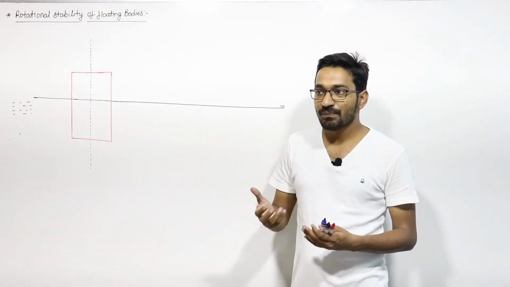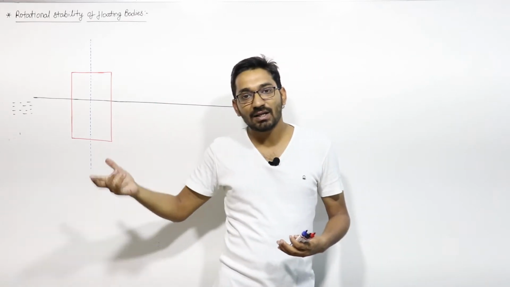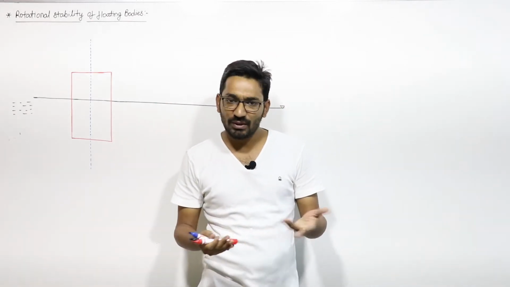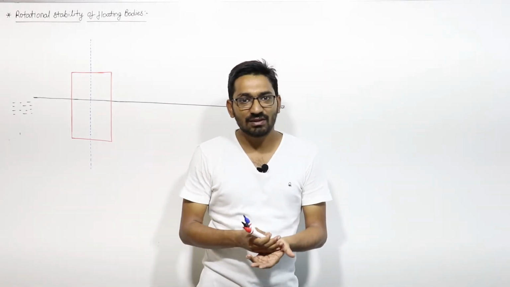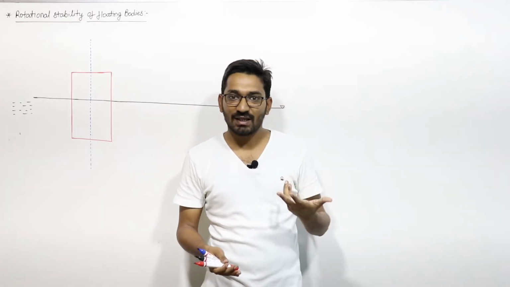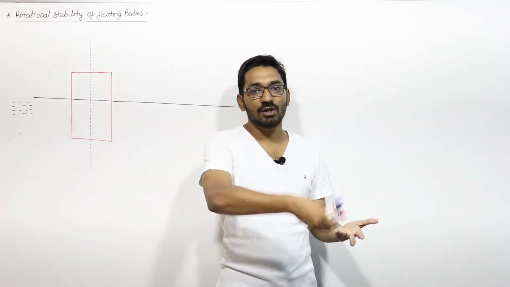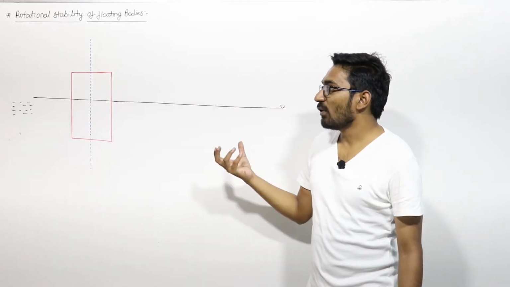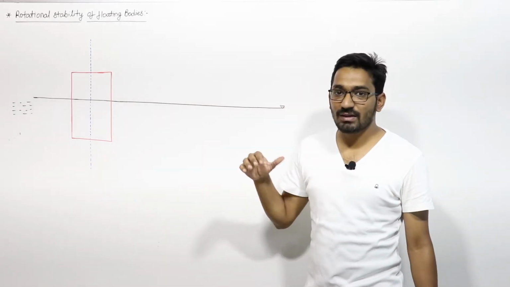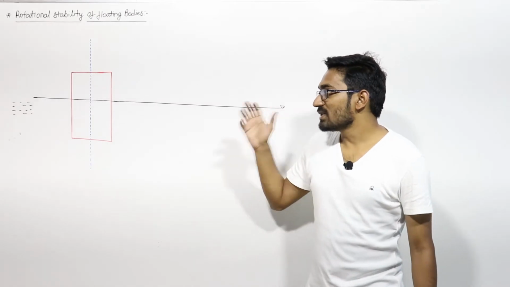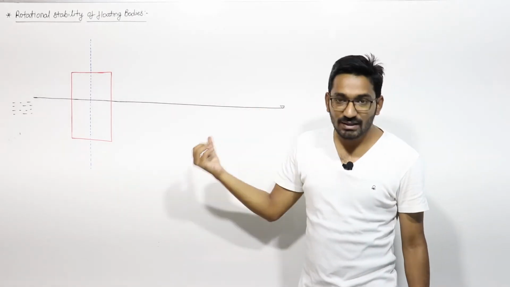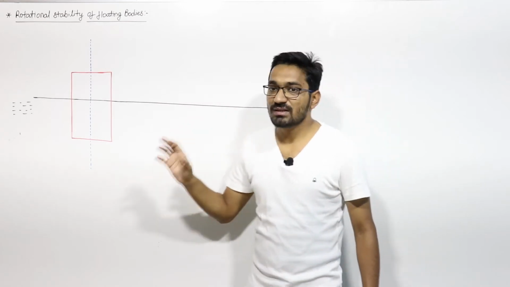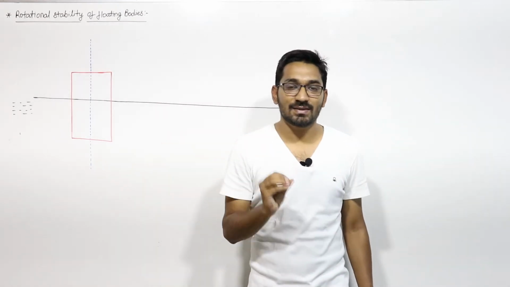Because in the case of submerged bodies, there is no need of a metacenter. By seeing the position of B and G, we can say whether it is stable, unstable or neutral. But in the case of floating bodies, with the help of only B and G, we cannot tell whether the body is stable, unstable or neutral. I'll show you here why you need a metacenter.